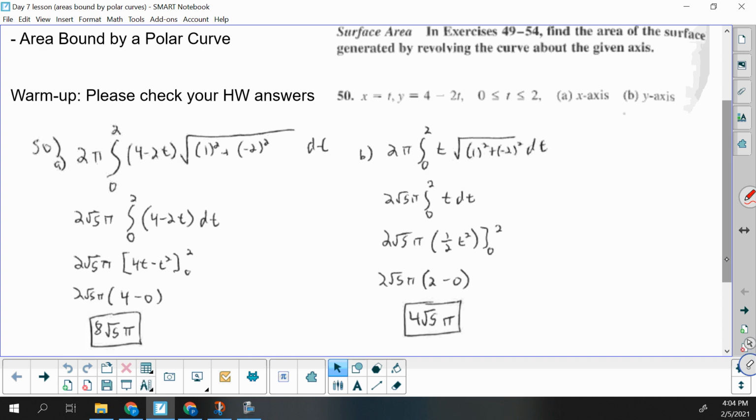So when you filled those in, we had the 4 minus 2t for the first one because we were going over the x-axis, so your radius would just be a y. And then the second one, we go over the y-axis, so our radius was the x, which was t. And both those neatened up pretty nice, and the antiderivatives hopefully weren't too bad.